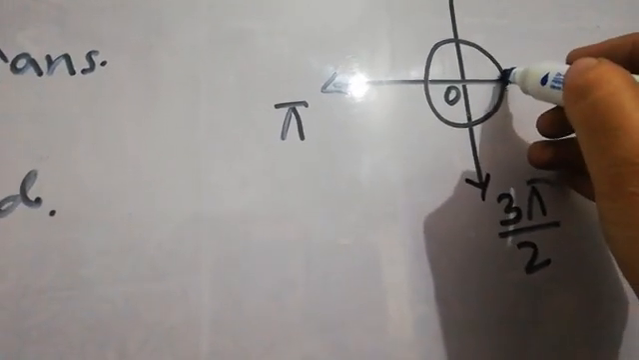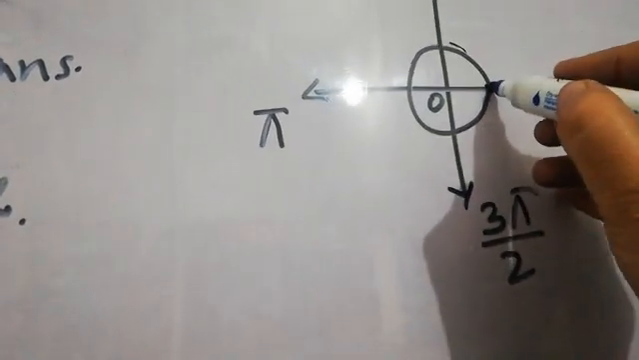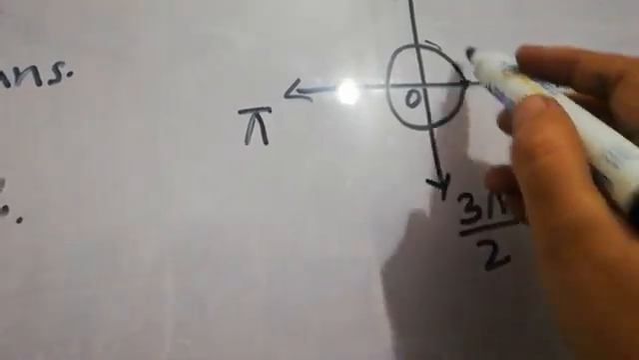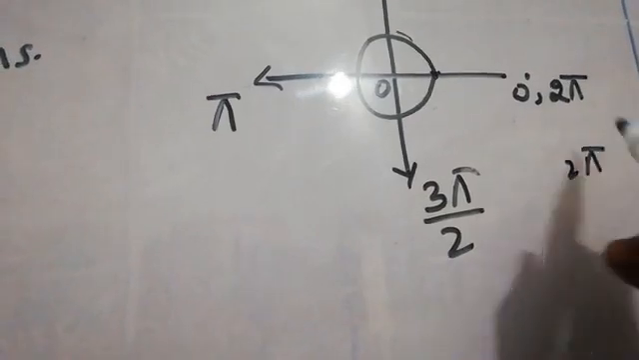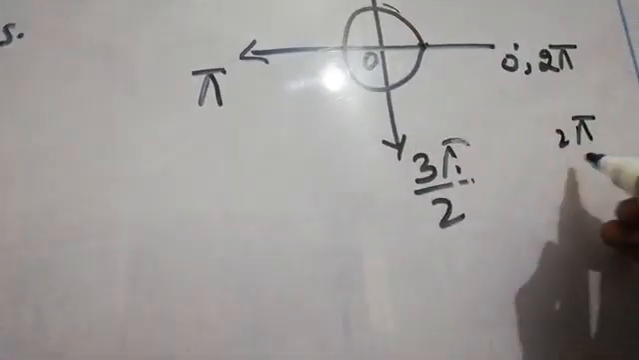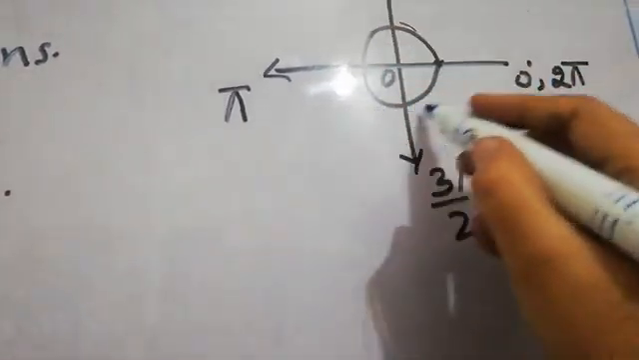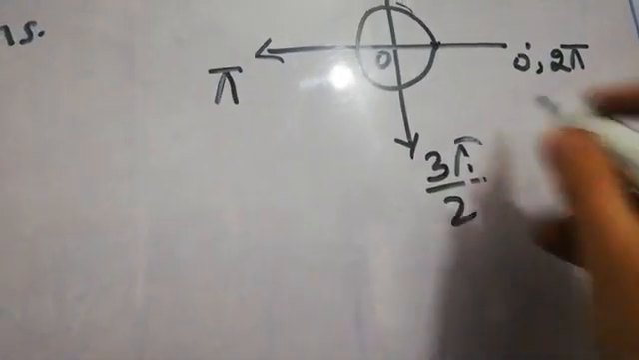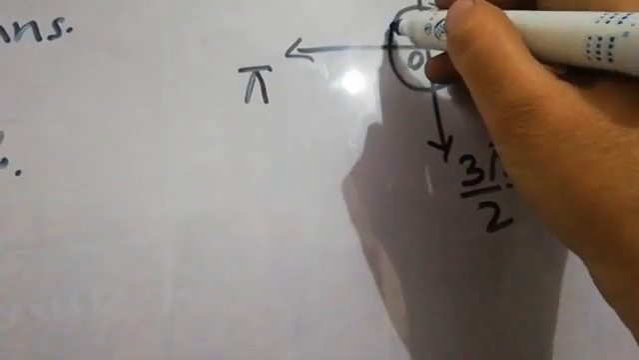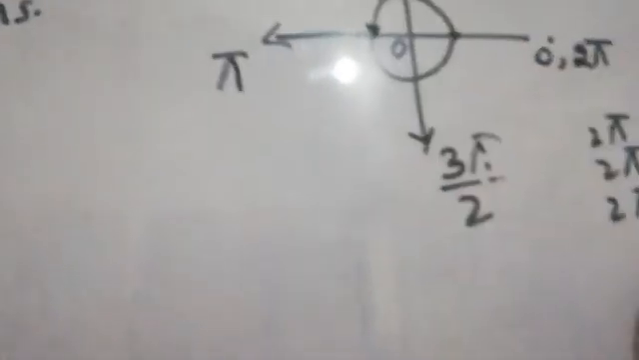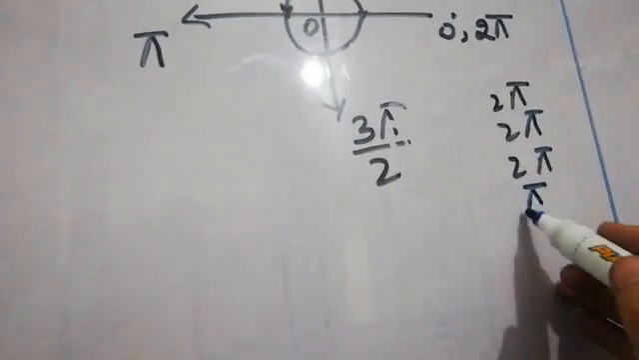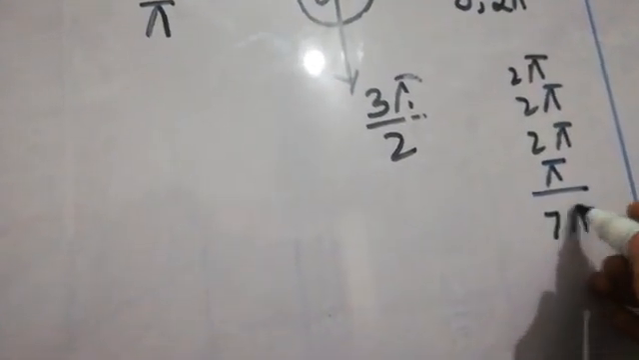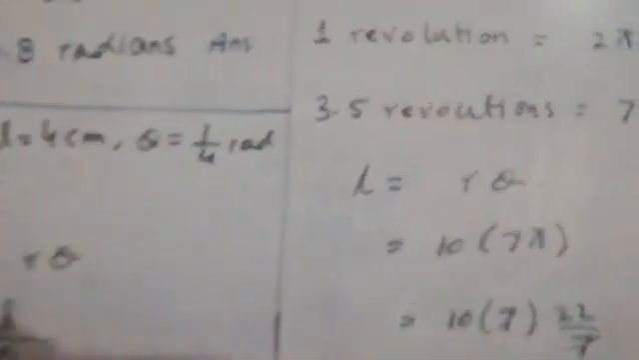So how can we find it? 1 revolution means 2 pi. When it covers 1 revolution, then the distance will be 2 pi. And again the second revolution, again 2 pi, and the third revolution, again 2 pi, and the 3.5 means the half revolution here. Since we will add pi here, half revolution means pi. So the total distance traveled is 7 pi. 2, 2, 2, 6 and 1, 7. Okay, and now we will move on.